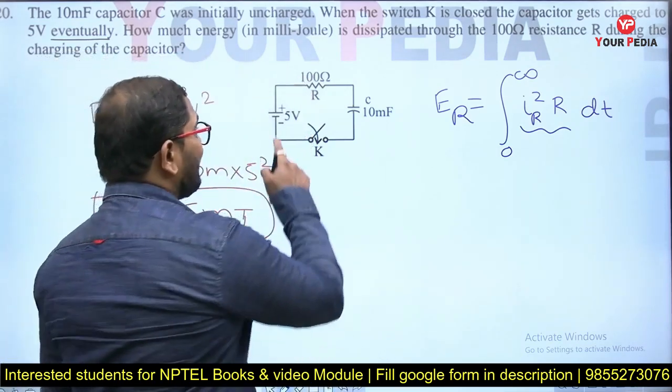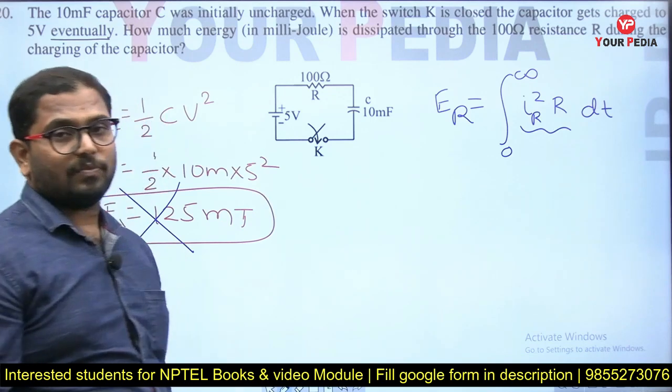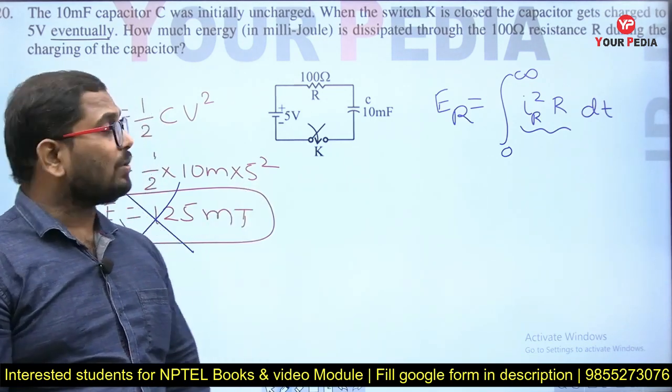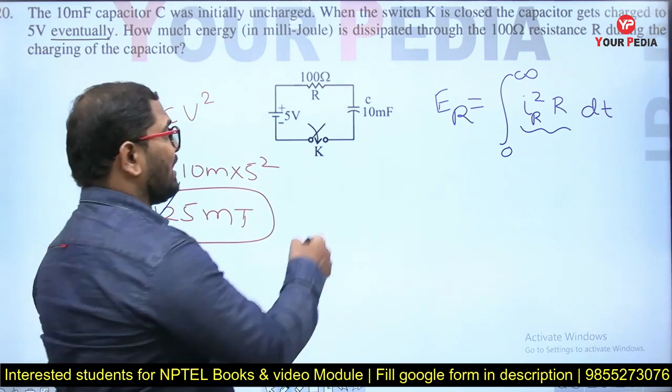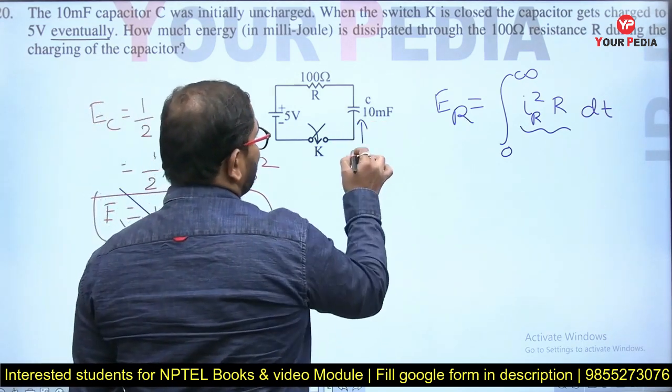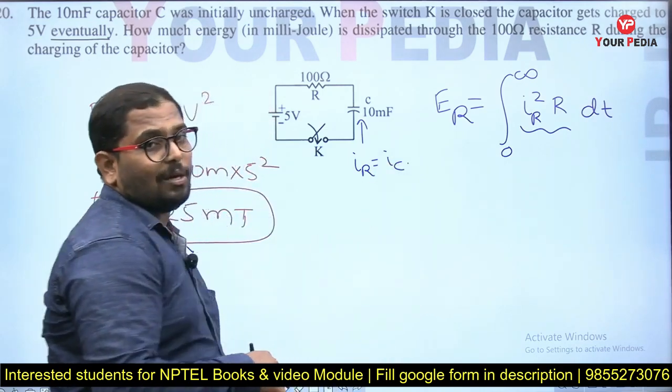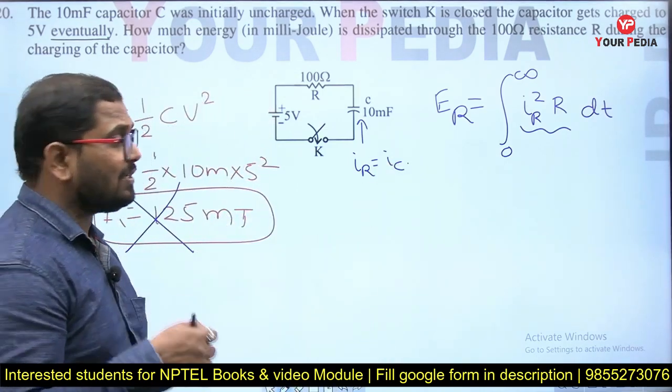Now, how will you calculate the current through this capacitor, the current through the capacitor during the charging period? Because the current through the resistor is equal to the current through the capacitor. So if you know the current through the capacitor, it will be equal to the current through the resistor.